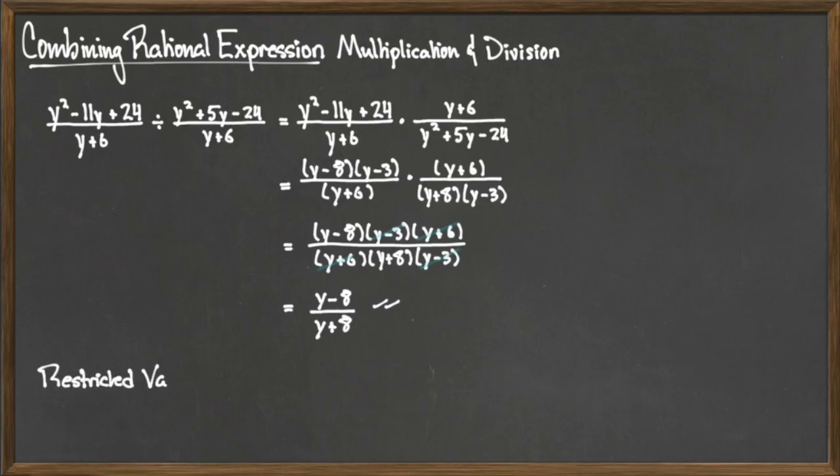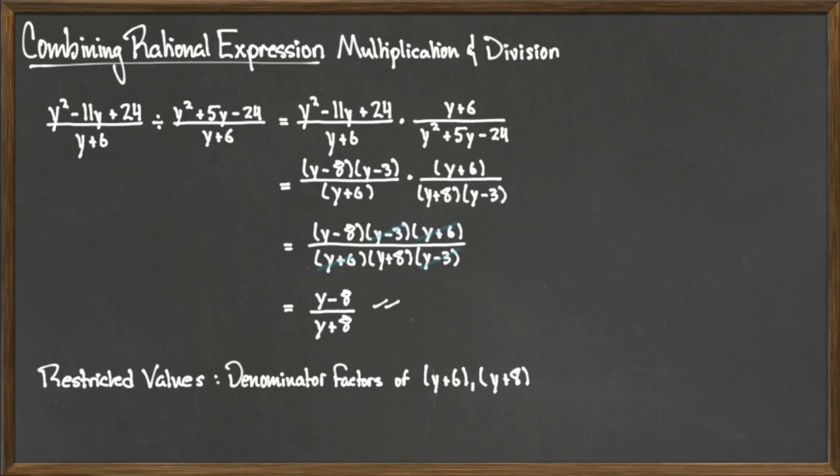Now we have to check for all of our restricted values, and this is everything that is or was in the denominator. The only factor that was not ever in the denominator was y minus 8. That stayed in the numerator the entirety of the problem, but the other 3 factors, y plus 6, y plus 8, and y minus 3, were in the denominator at some point. So we're going to get restricted values of negative 8, negative 6, and positive 3.